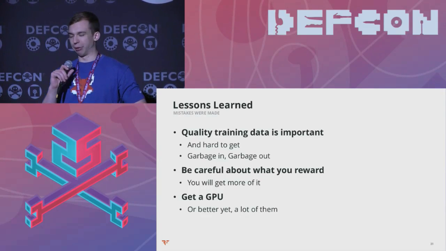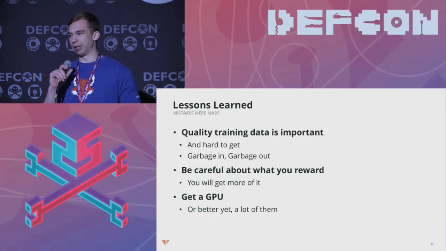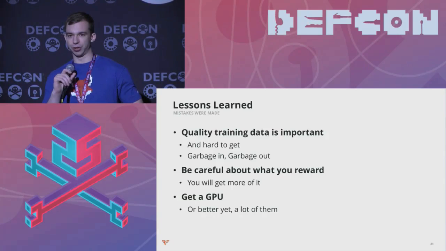Yeah, and another thing we learned is get a GPU, or better yet, get a lot of them. We had a significant speed up from GPUs, and there's a lot of great companies out there that are selling cheap GPUs, and you can just rent them on the cloud. It's super easy to spin up, and it really helps. We had something like a 20 times speed up when we were training our models.